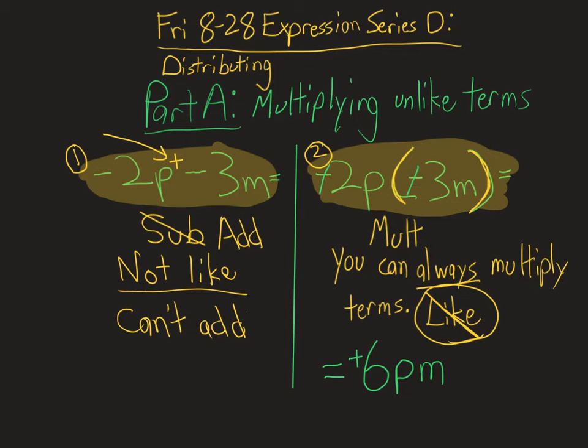You know what? I've got them backwards. Let's do it the right way. You want to write your variables alphabetically. It's not wrong, but it's just a good habit to get into. And m comes before p in the alphabet, so we want to write it that way. So number 2 would become 6mp, okay? You can always multiply terms together. It's a different idea than adding or subtracting where you have to think about like terms. All right, let's keep going.